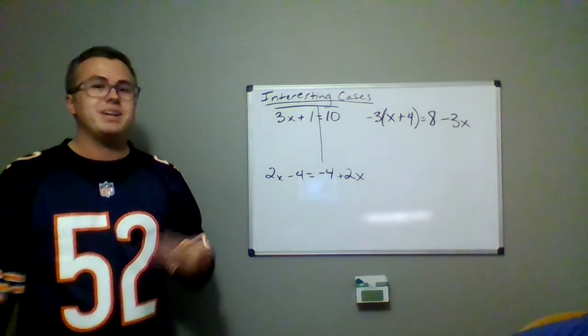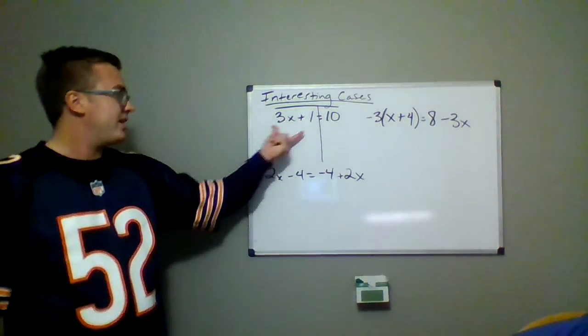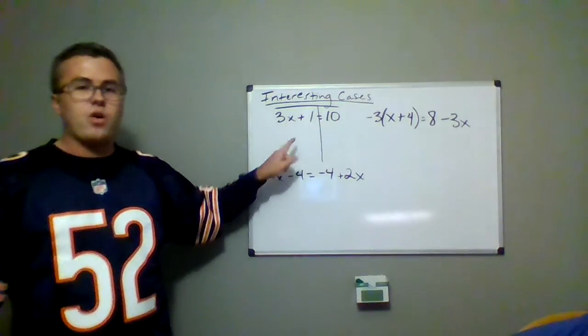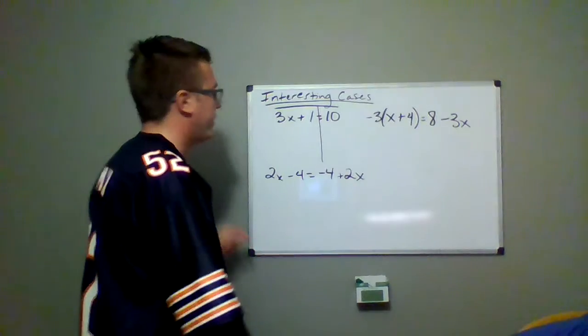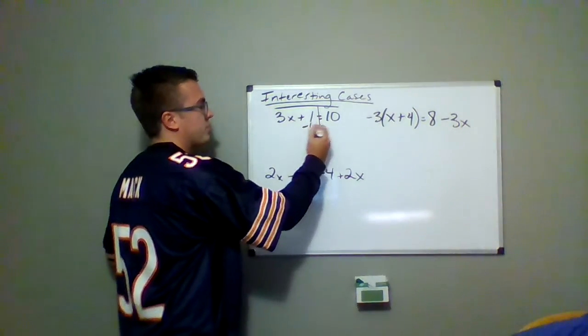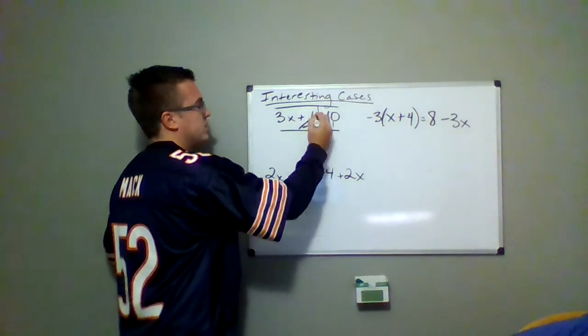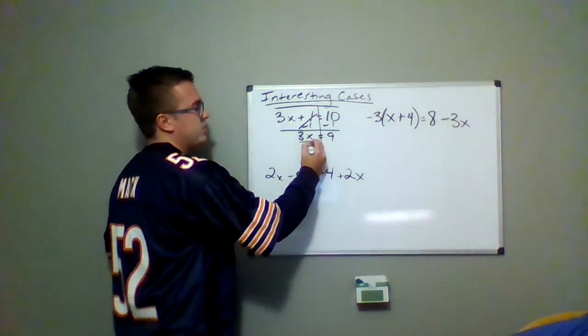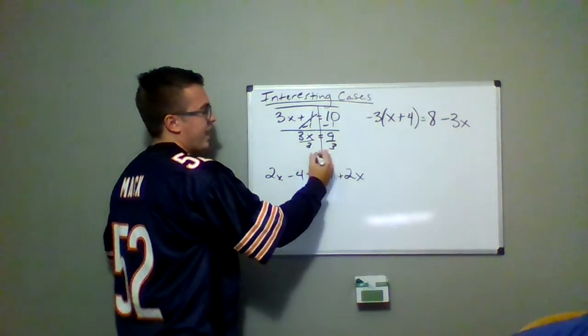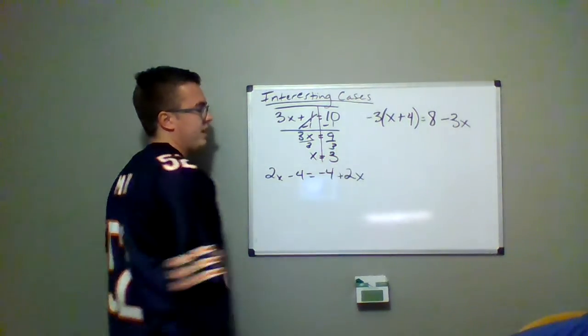The next step would be to get our x's on the same side. We already did that. All the x's are on the left. So now it's just solving it like a two-step equation. To get rid of that plus 1, I'm going to subtract 1. So I'm left with 3x equals 9. Then all I have to do is divide by 3, and x equals 3.